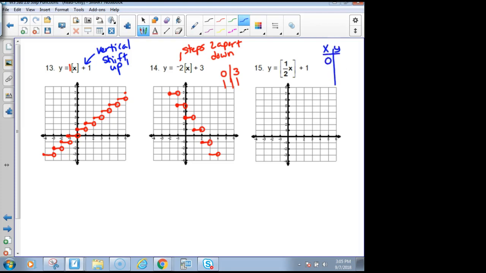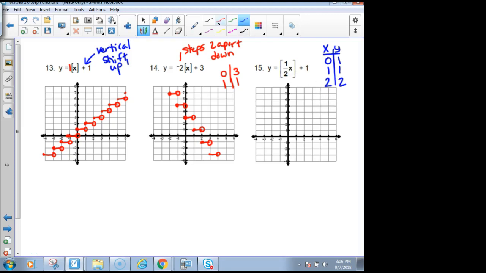If I put in 0, I'm going to get 1. If I put in 1 in here, half of 1 is 1/2. What is 1/2 rounded down? 0. So when I put in 1, I'm going to get 0 plus 1, which is 1. If I put in 2, half of 2 is 1. 1 plus 1 is 2.